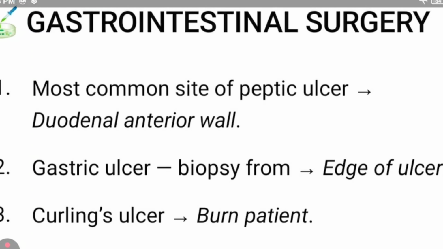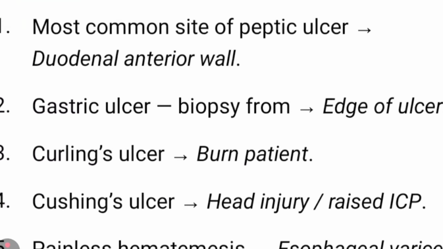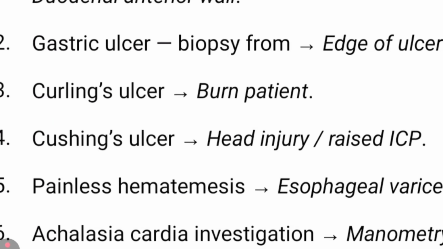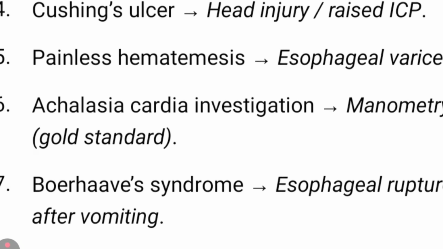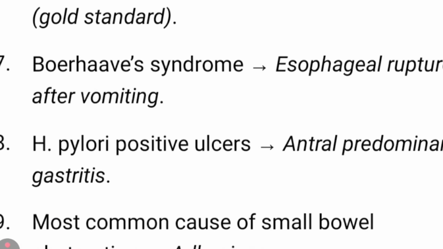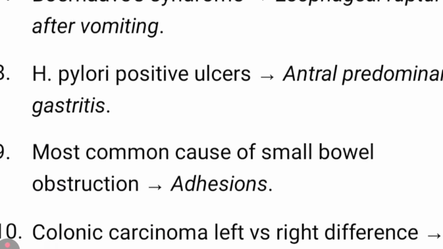Most common site of peptic ulcer is first part of duodenum, anterior wall. Gastric ulcer: biopsy from the edges of the ulcer. Curling ulcer is seen in burn patients. Cushing ulcer in head injury or raised ICP. Painless hematemesis is seen in esophageal varices. Achalasia cardia investigation: manometry is gold standard, or bird beak image on X-ray. Boerhaave syndrome is rupture of the esophagus after vomiting. H. pylori positive ulcer: antral predominant gastritis.